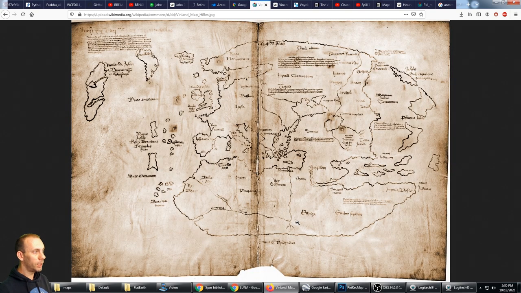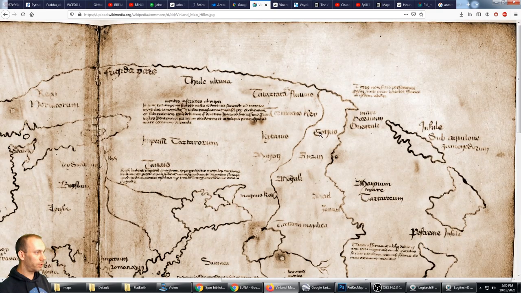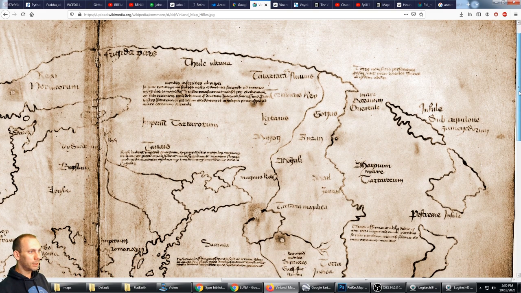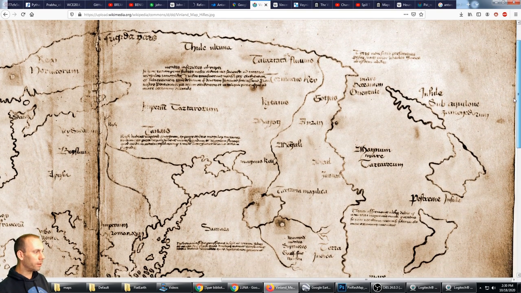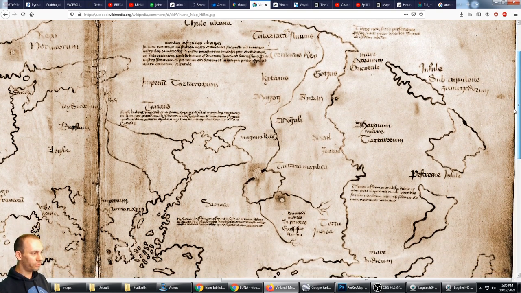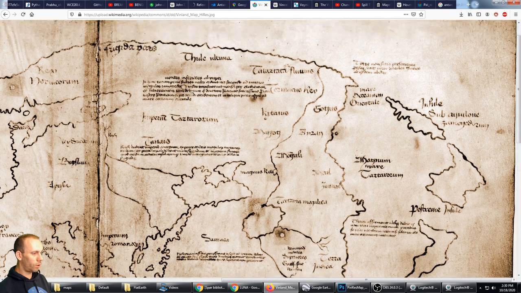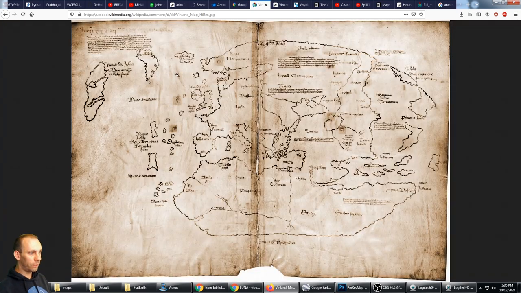The Vinland Map shows all kinds of Tartarian lands, the Tartarian Sea, some kind of Tartars up here, the Imperium Tartarium, Thule here, which is interesting. That sounds like it's connected to the Thule Society from the pre-Nazi Germany era. But all kinds of Tartaria, you know, all over this map. And there are Greenland, and we've got sections of America over here called Vinland.